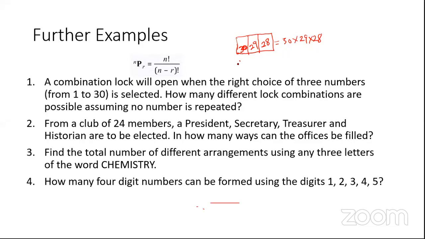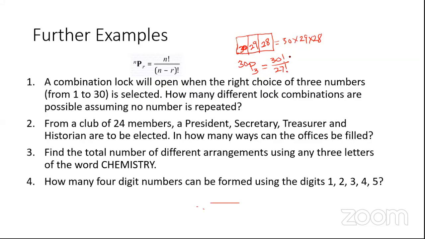For factorial, what do we do? Since we have 30 different digits, we are picking just 3. We need 3 out of the 30. That will be 30 permutation 3, which is 30 factorial over 30 minus 3, that's 27 factorial.